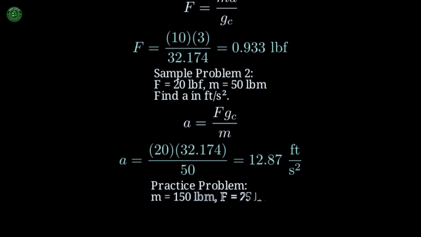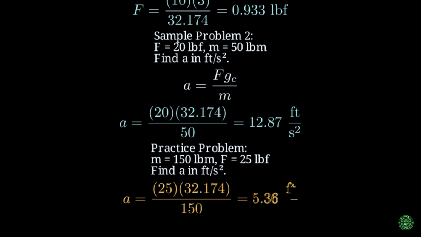Now it's your turn. Try this one. A box has a mass of 150 pound mass. It is pulled with a force of 25 pound force. Find the acceleration. Pause the video and solve it. When you are ready, here's the answer.